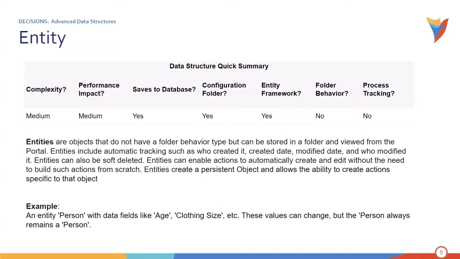So entities are great for a lot of use cases that require more tracking and specific user actions that you probably will not get by default in Decisions. So an example of an entity is a person. A person would have data fields like age, clothing size, etc. The values can change, but the person always remains a person.